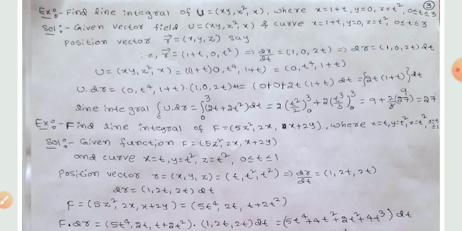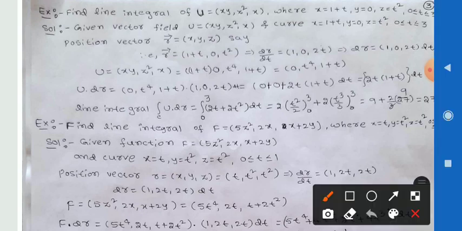Here the given vector u is (xy, z², x). We have the x value 1 + t, the y value 0 and the z value t². Substituting these x, y, z values, u is the vector field (xy, z², x). Here the x, y, z values are given, and these must be substituted in the given vector field.